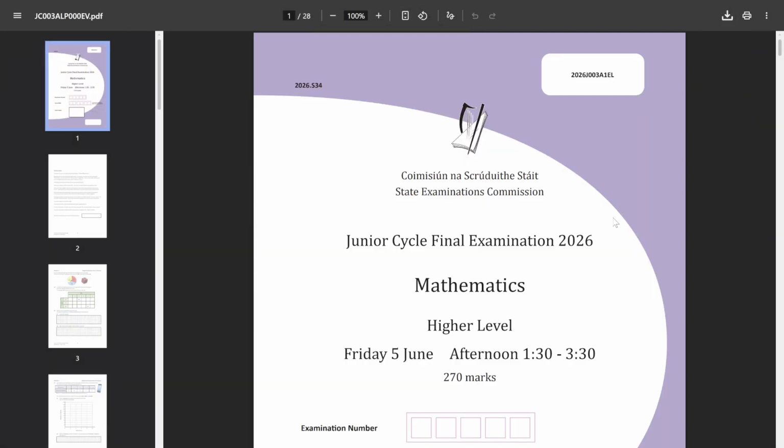Okay, so I've reviewed the higher level paper, I've reviewed the ordinary level paper. Now I'm going to go to the junior cert higher level paper. I do have a couple of people for junior cert higher level. I'm known for junior cert ordinary level, so I'm not going to review that paper. But this one I definitely will review.